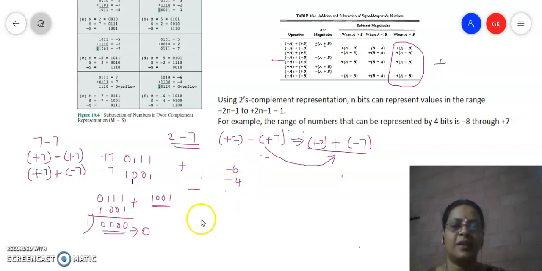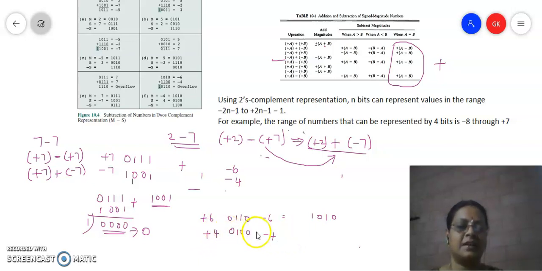So we want minus 6 minus 4. What is plus 6? It is nothing but 0110. So you have to write the 2's complement of this number for minus 6. So minus 6 is equal to 1 0 1 0. And then the next one is we have to write minus 4. To write minus 4, you will write the plus equivalent, so it is nothing but 0 1 0 0.